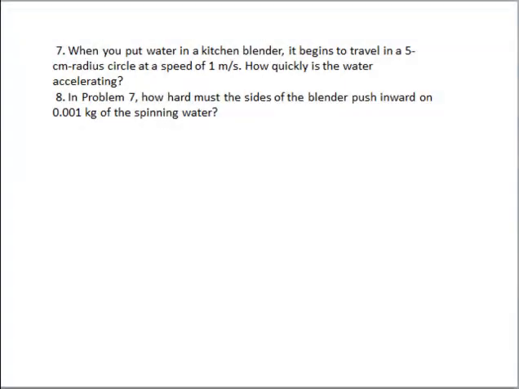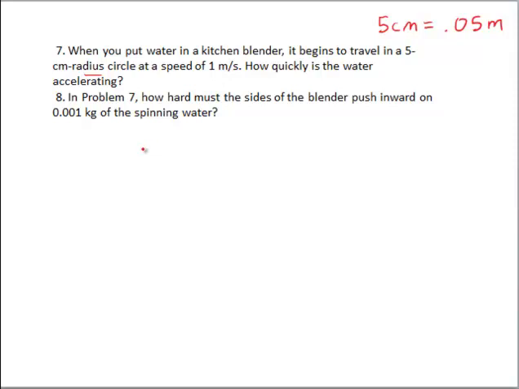Now let's move on to another one of the problems. Problem 7 says, when you put water in a kitchen blender, it begins to travel in a 5 centimeter radius circle at a speed of 1 meter per second. Okay, so 5 centimeters is equal to 0.05 meters. That's the radius. How quickly is the water accelerating?